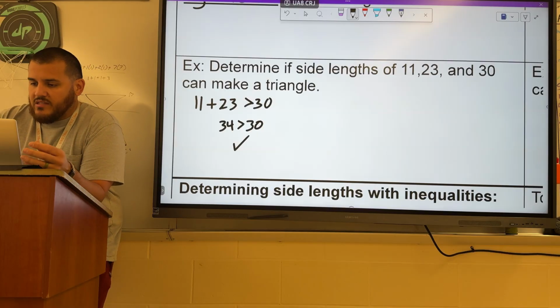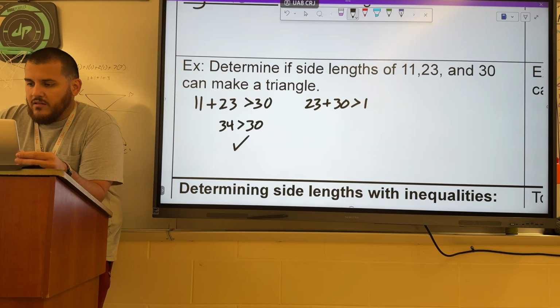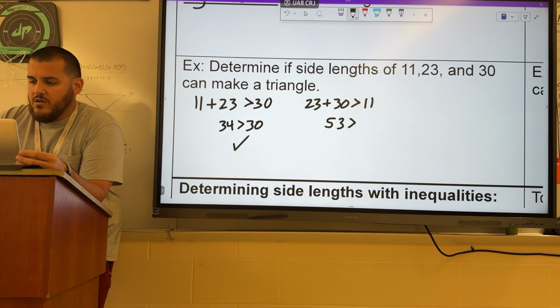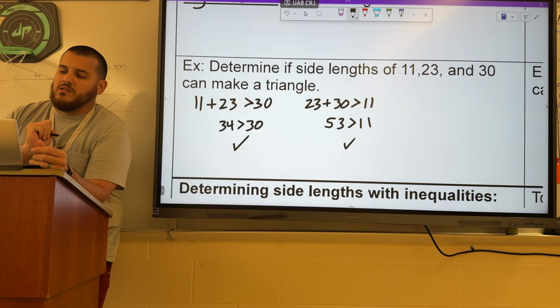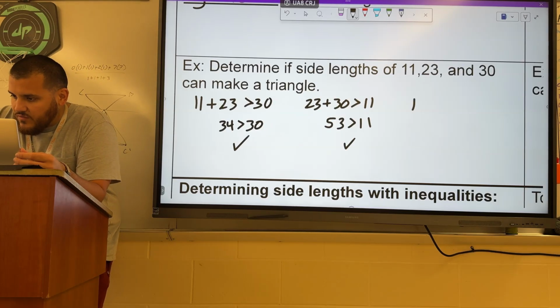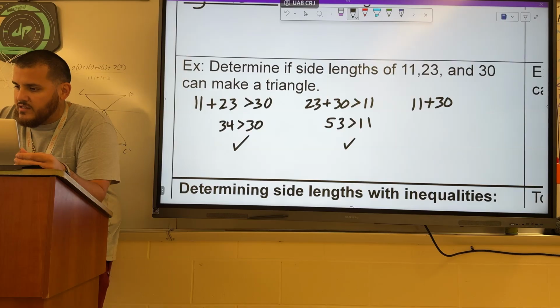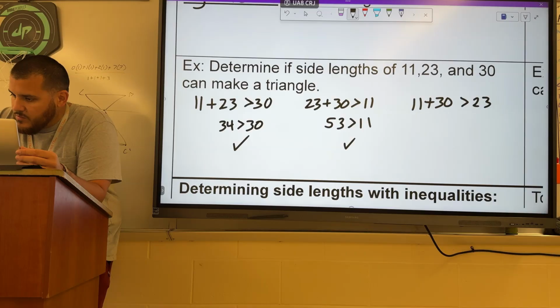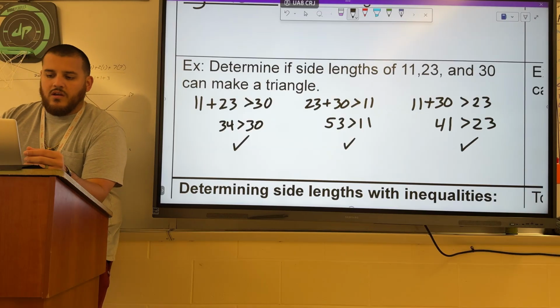But again, it's any two sides here. So if I add 23 and 30, that has to be greater than 11. We just need to confirm that that's true. 23 plus 30 is 53, which is indeed greater than 11. That works. And again, any two sides. So if I add 11 and 30, that needs to be greater than the third side, 23. 11 plus 30 gives me 41. 41 is greater than 23.